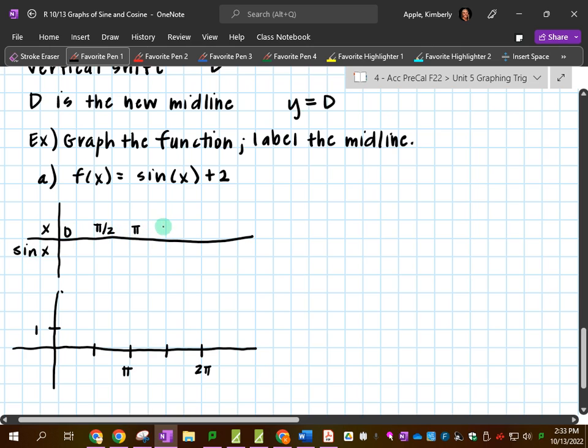0, pi over 2. You see why I needed you to memorize these? Because it's just over and over and over again. 0, 1, 0, -1, 0. You told me you were going to mess with the y's because it's vertical. And remember, when we're doing things with y, we just do exactly what it tells us to do. We're going to take sine x, so we're going to add 2. And so this would be 2, this would be 3, this would be 2, this would be 1, and this would be 2.